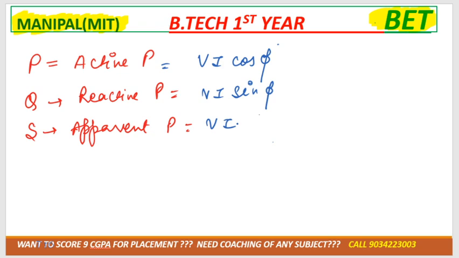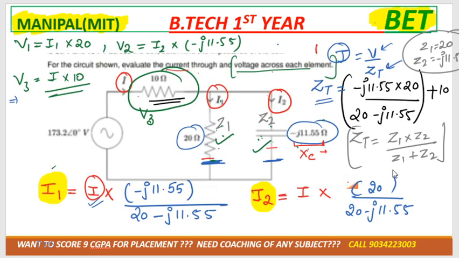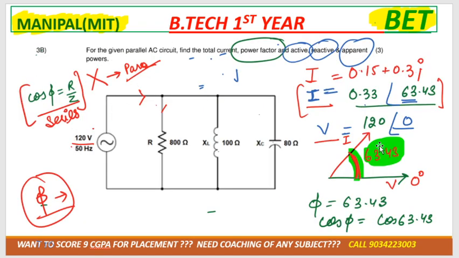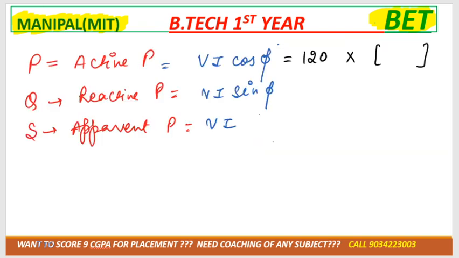Correct. So one more thing where students make mistakes, like voltage is how much? 120, correct. cos phi you already calculated. I is how much? That is 0.33. Angle we don't need to consider in calculation of power. So the common mistake done by the students is that they take the angle also. So write down this thing also, that we never take angle in calculation of power.